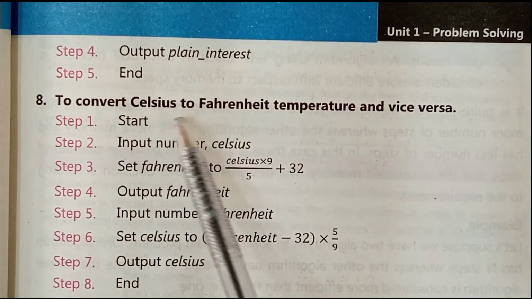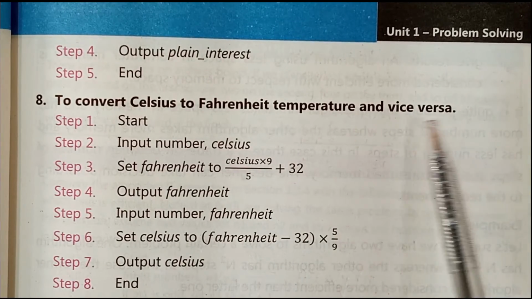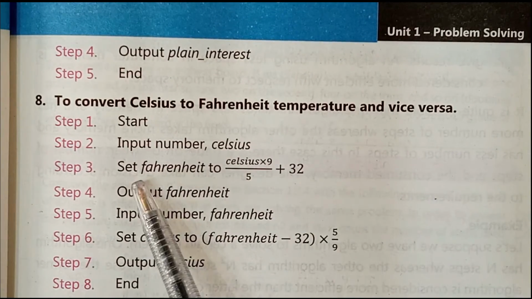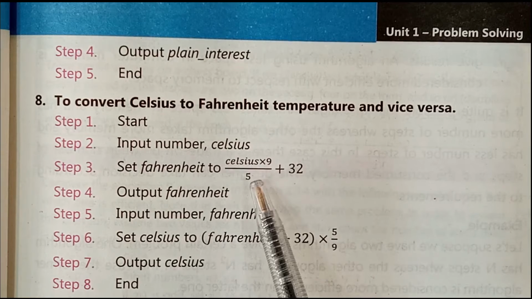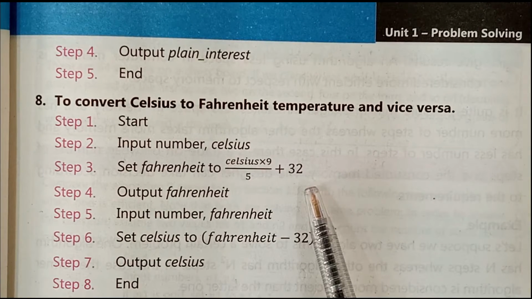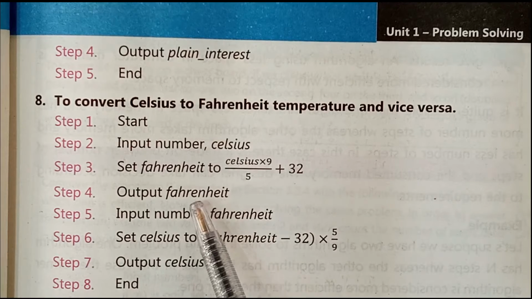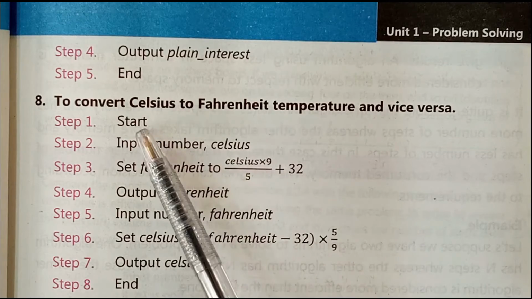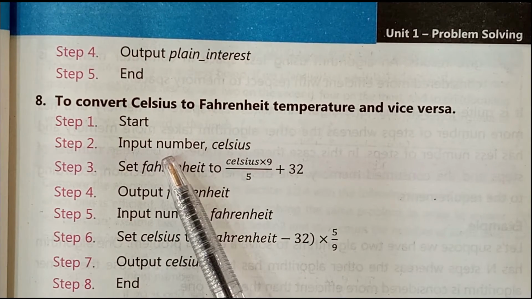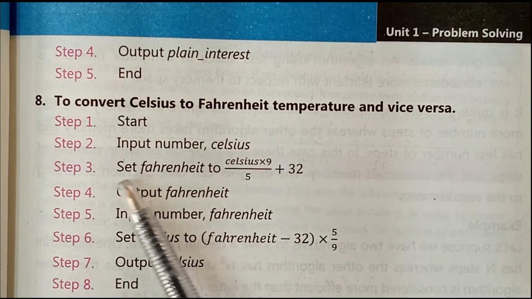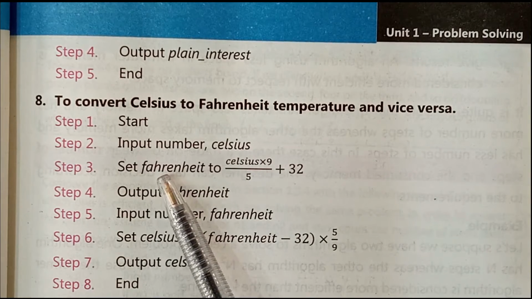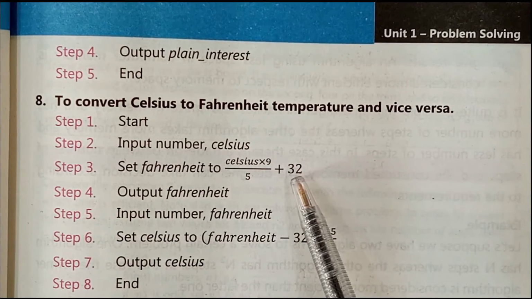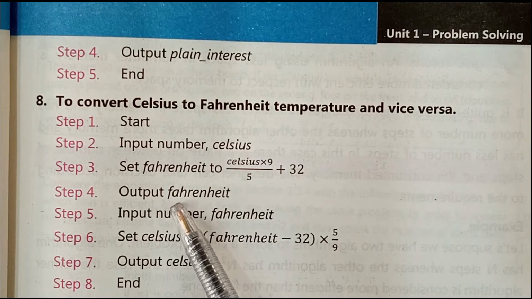Example number 8, to convert Celsius to Fahrenheit temperature and vice versa. Step number 1, start. Step number 2, input number Celsius. Step number 3, set Fahrenheit to Celsius multiplied by 9 divided by 5 plus 32. Step number 4, output Fahrenheit. Students, we start the algorithm with the notation start, then we have the input number in the computer memory with the name Celsius, and in the next step we have to formulate the formula of Fahrenheit, that is Celsius multiplied by 9 divided by 5 plus 32. In the next step we give the output of Fahrenheit.